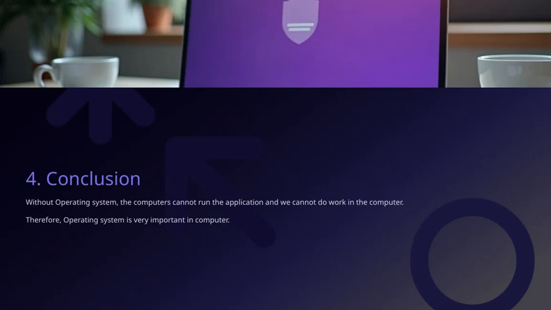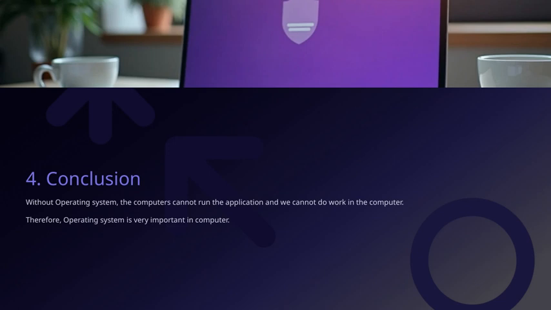Without an operating system, computers simply can't run applications, and that means we can't do our work or access many of the functionalities we rely on daily. The operating system acts as the essential bridge between the hardware and the software, making everything work smoothly. So, the key takeaway here is that the operating system is incredibly important in a computer's operation. It's what enables us to use our devices effectively and efficiently.